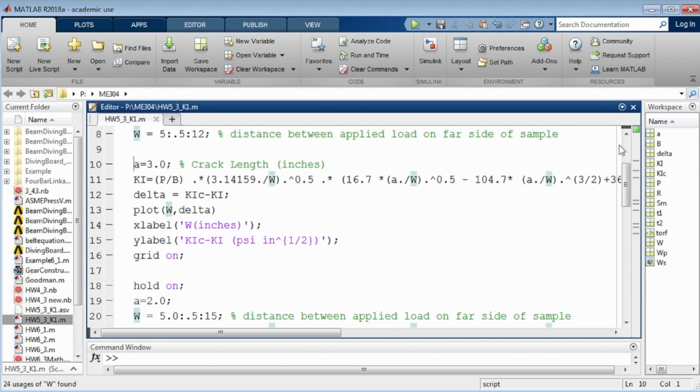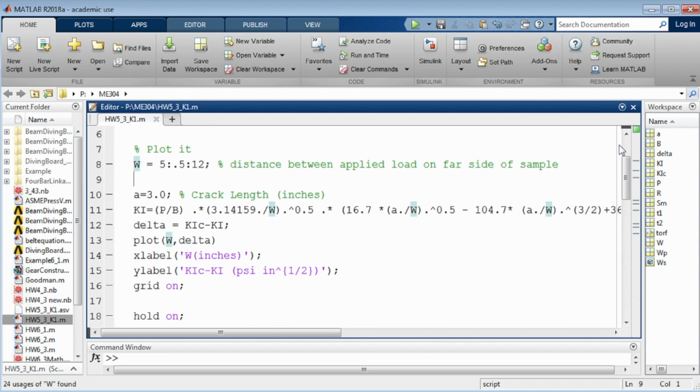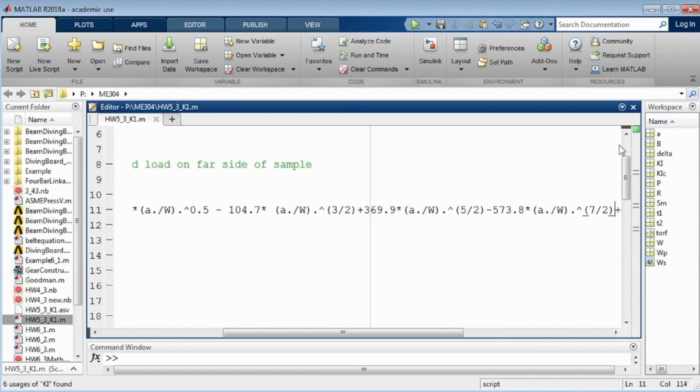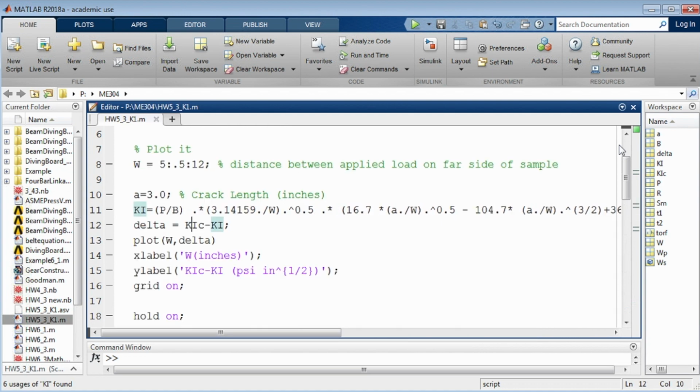And the plot I made by solving for K1, the stress intensity factor, using the equation that was given in the problem and in the ASTM standard. And we can see the equation is quite long. That's the main reason I use MATLAB. So remember with MATLAB, when you have a vector and you're taking that vector to a certain power, or you're multiplying it by another vector, that you need to put a dot in front of the multiplication or in front of the exponent.